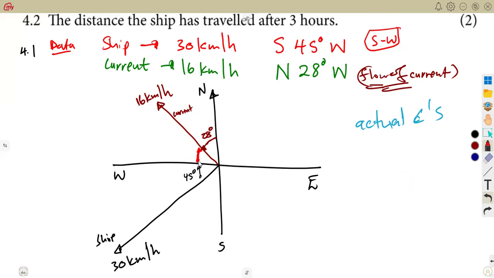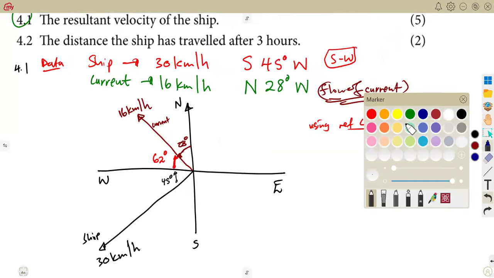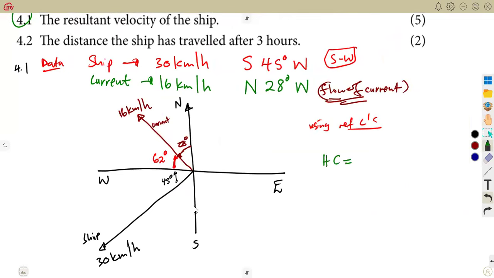So using the reference angles, I'm going to need this angle between the horizontal and this current. From 90 degrees, we know this is 90 degrees, guys, so that's 90 minus 28, which is 62 degrees. So this angle is 62 degrees. When using reference angles, I must consider properly which side my horizontal component is. Horizontally, on the left side they are negative, on the right side they are positive. So they are going to carry negative because we are on the left side.